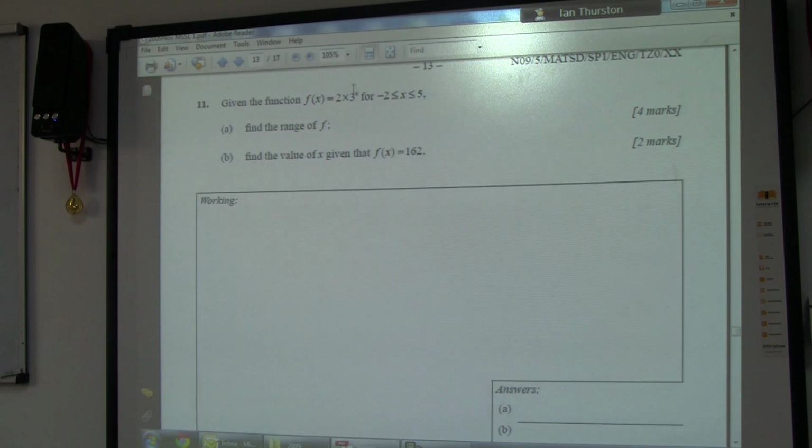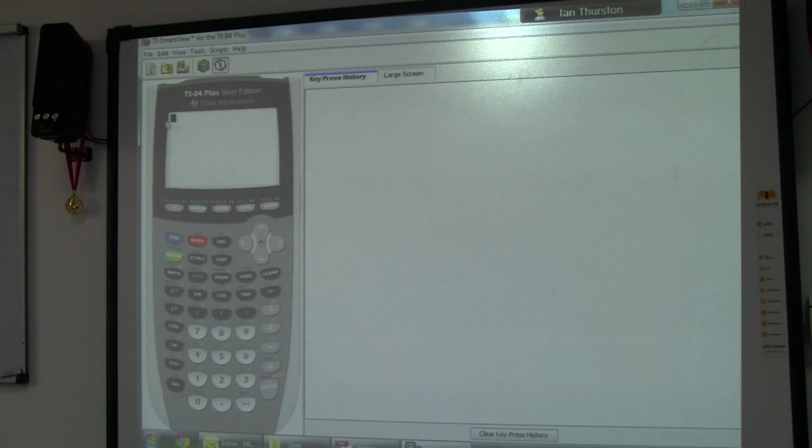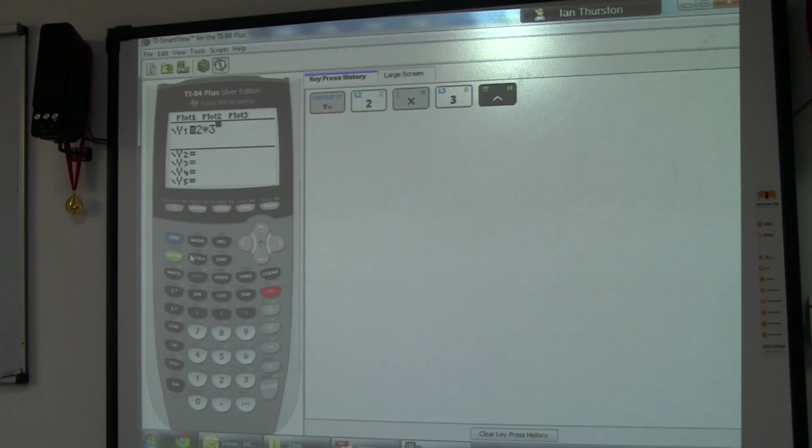So what we're going to do using our TI-84 graphical calculator is plot this function. We're going to zoom in only on the x coordinates -2 to 5, and then we're going to use it to calculate the potential y values. So here is our calculator. First things first, let's input the equation, which is y equals 2 times 3 to the power of x. What you may want to do is set up your window.